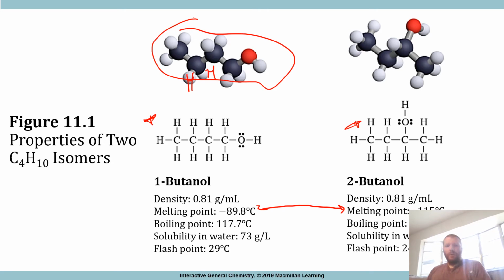Now, some of the properties about them. They're both less dense than water with a density of 0.81 grams per milliliter, but the melting points range from negative 89.8 degrees Celsius to negative 115 degrees Celsius. The boiling points are different, being at 117.7 to 99.5 degrees. The solubility of these in water is different, and their flash points are different. And this has to do with what they exist like in 3 dimensions.